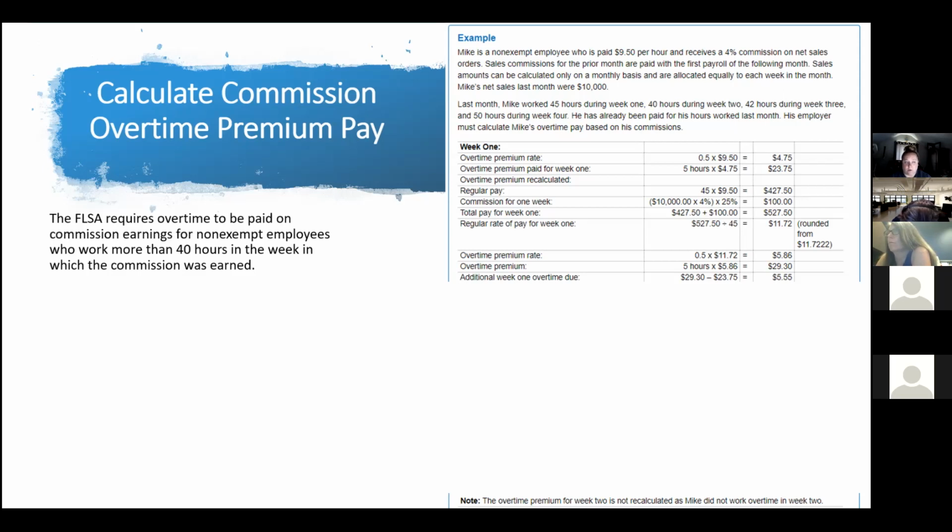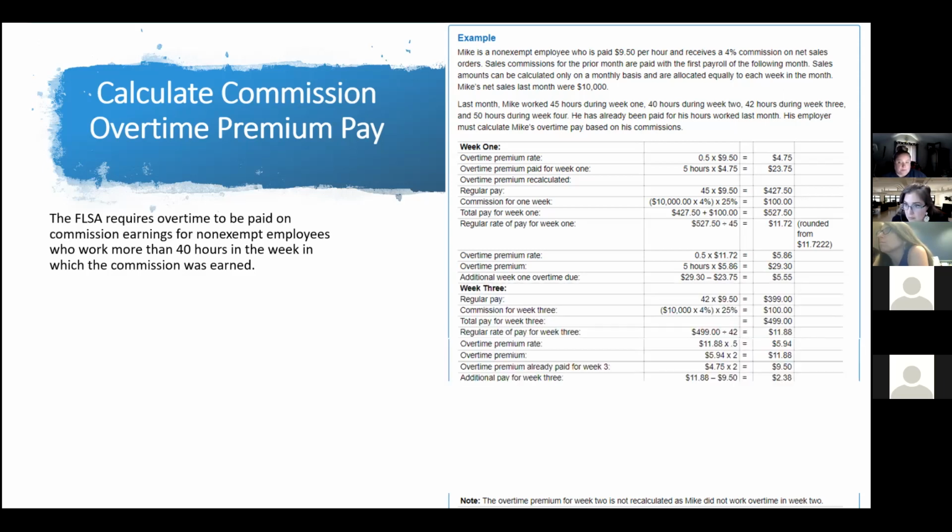He was already paid $23.75 of his overtime because he was already paid the overtime portion for the $9.50 an hour that he was working. So we only owe him the difference. We only owe him $5.55. Does that make sense? Yeah. Cool. Week 2, we're going to ignore because he didn't work over 40. We don't have to do anything with it.